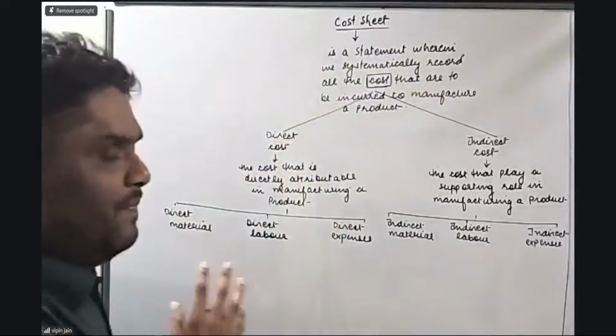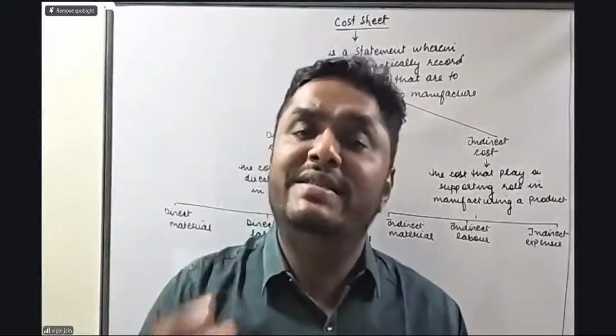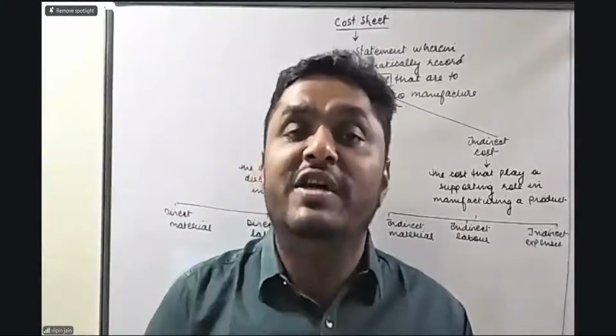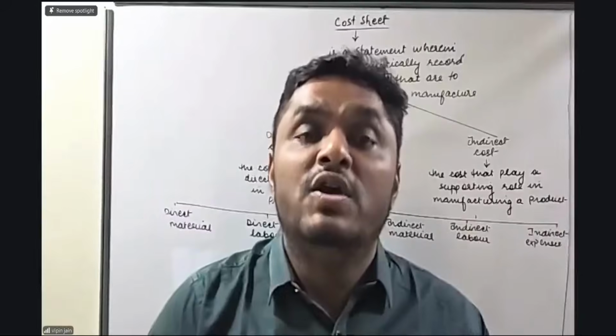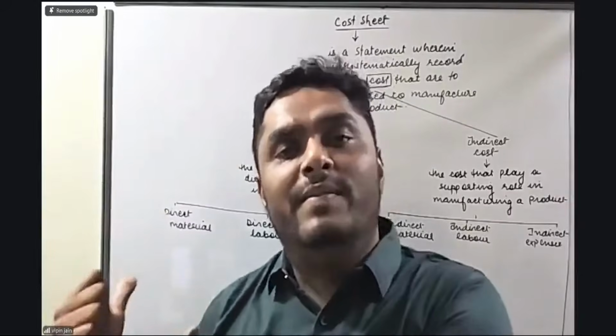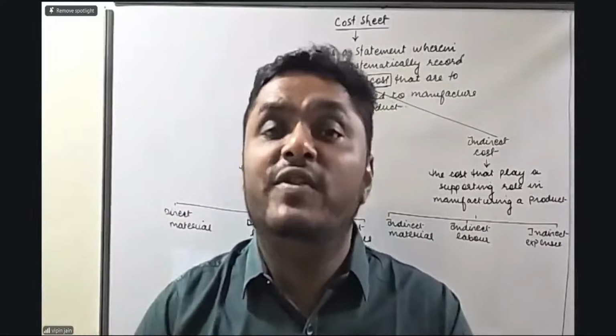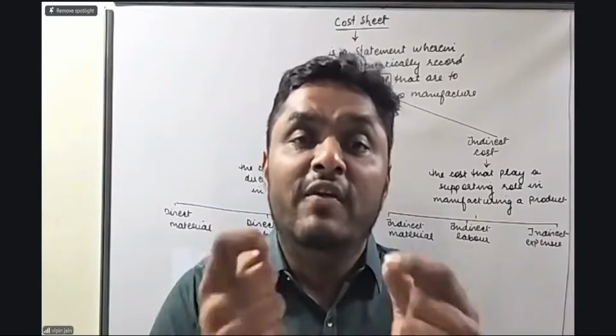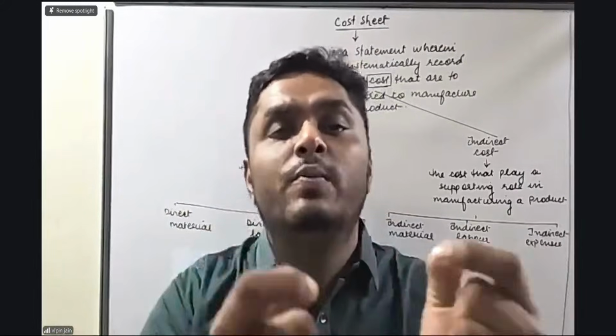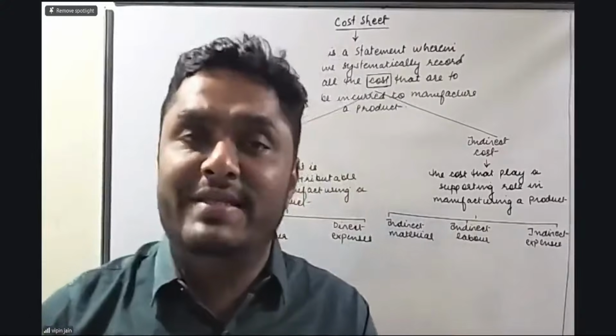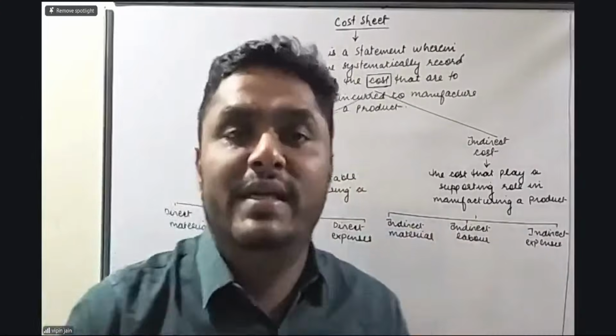direct material. Another example, let's say I'm the manufacturer of shirt. This shirt is made up of what? Fabric. So fabric is my direct material. Again, these shirts are stitched in machine, and for the smooth functioning of machine, we need some sort of grease, lubricating oil, etc. So this is what we call indirect material.